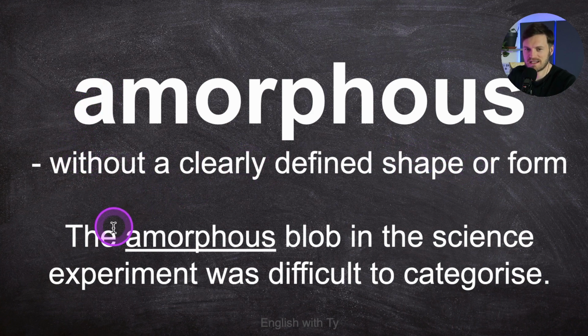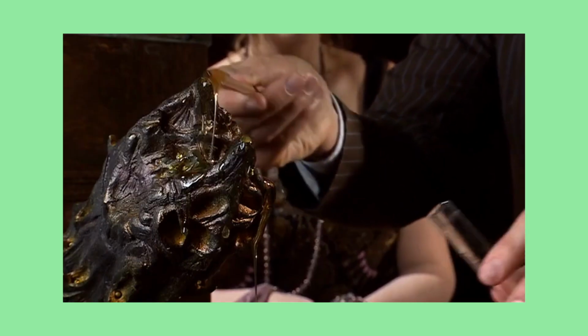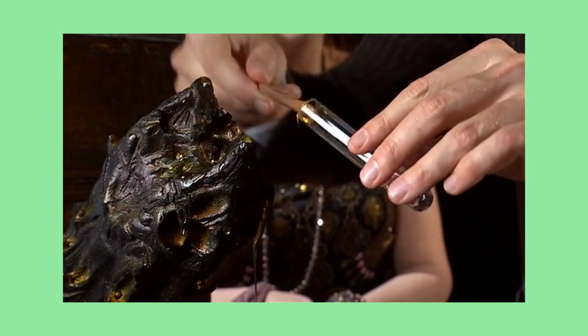Here's an example phrase. The amorphous blob in the science experiment was difficult to categorize. And here's another example for you with the word amorphous. Wow, there's tons of amorphous insectivorous life forms.